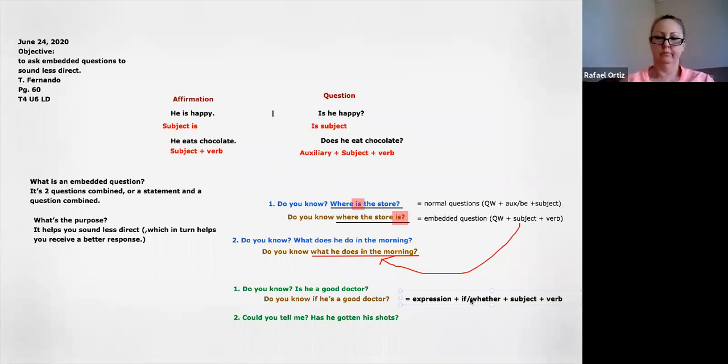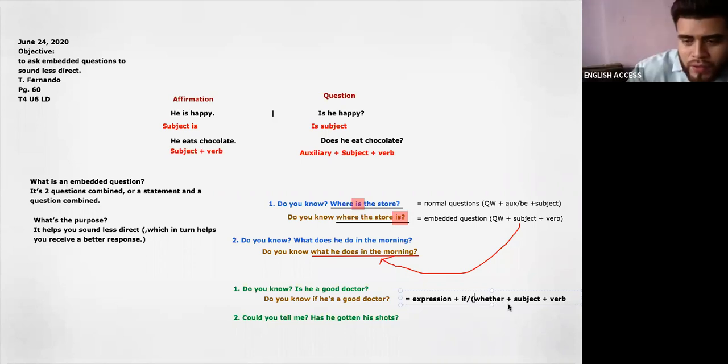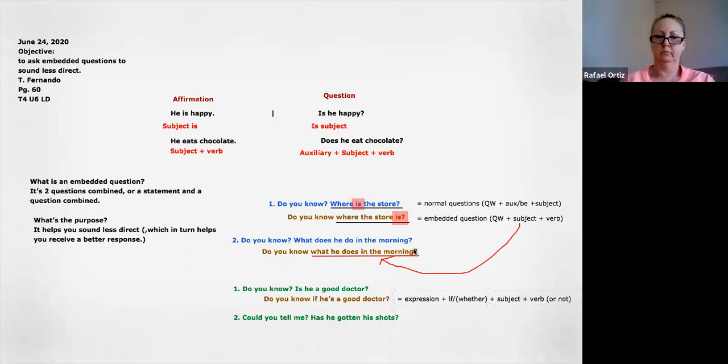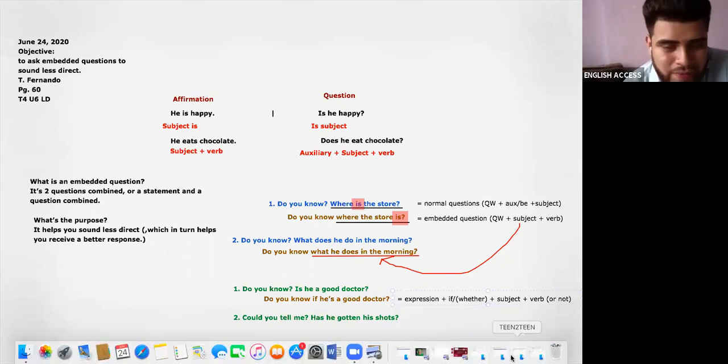And usually with whether, you have or not. Yes. Do you know if he's a good doctor? But if you use whether, it would be like this. Do you know whether he's a good doctor or not?